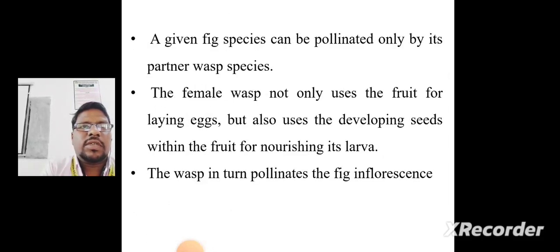A given fig species can be pollinated only by a partner wasp species. The female wasp not only uses the fruit for laying eggs, but also uses the developing seeds within the fruit for nurturing its larvae, and in turn pollinates the fig's inflorescence.